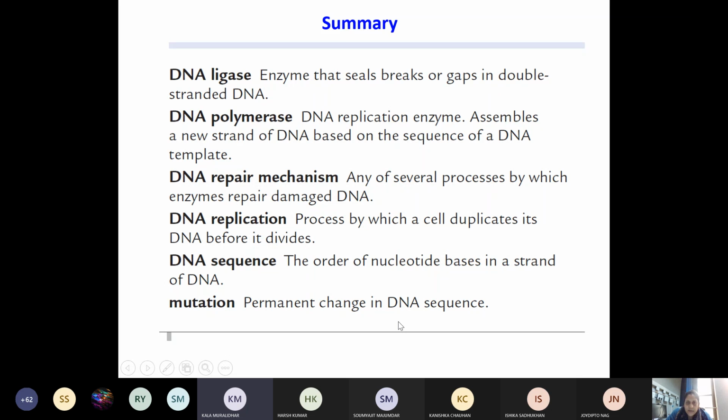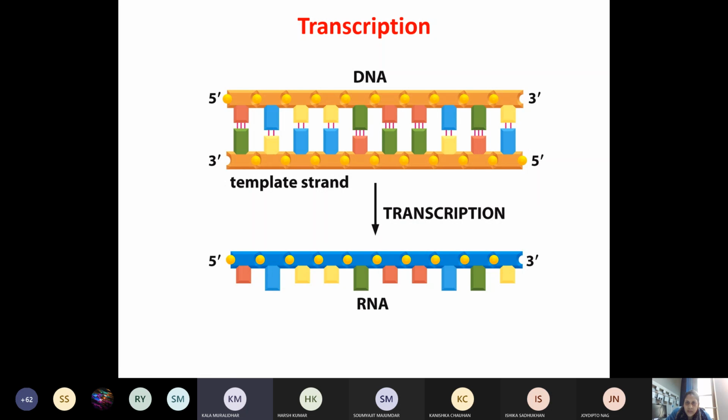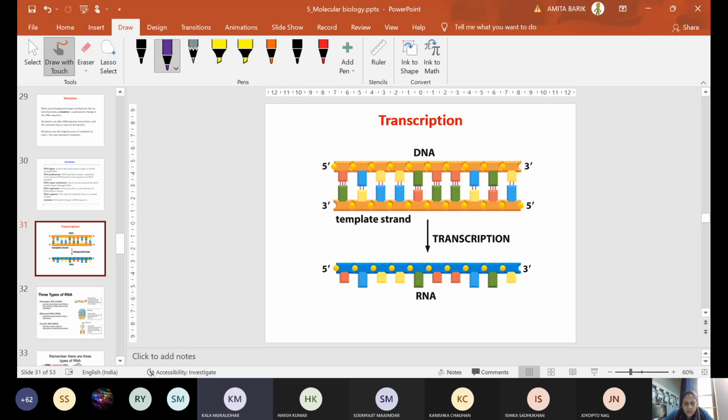In the next class, we'll be discussing transcription, which is the formation of RNA from DNA. Once you have learned DNA replication, transcription is very easy. It won't be a problem for you. So, till now, any doubts? No doubts. Okay, someone has again asked something. Who has raised hands? Bala Raju, you want to say something?